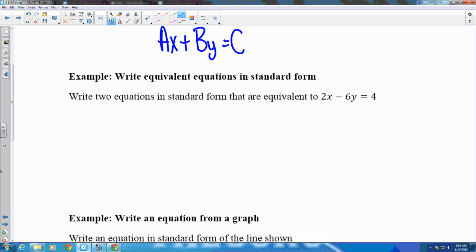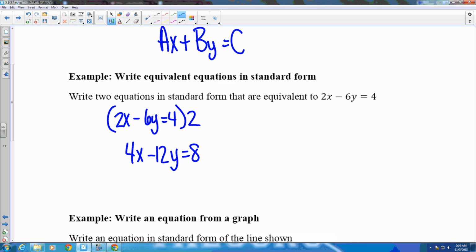Well, equivalent means that we have to multiply or divide every single term in there by something that is the same. So 2x minus 6y equals 4. If we multiply everything in there by 2, we can get to an equivalent equation: 4x minus 12y equals 8. Or we could divide everything by 2: x minus 3y equals 2. Those are both equivalent equations.